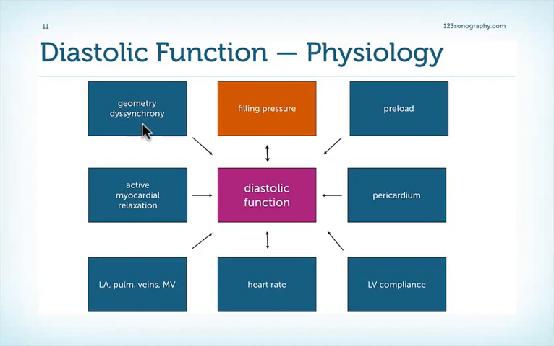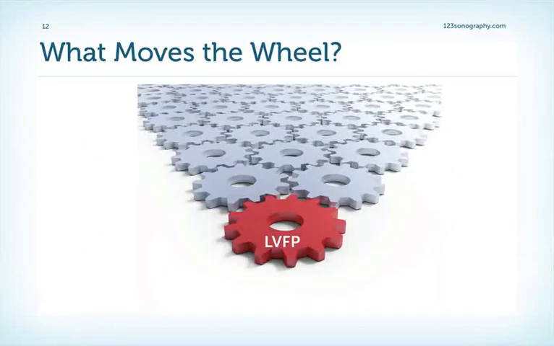Diastolic function is influenced by many factors such as the geometry of the left ventricle, if dyssynchrony, for example, is present, preload of the ventricle, active myocardial relaxation, the stiffness of the pericardium, the left atrium, pulmonary veins, and the mitral valve, heart rate, and the compliance of the left ventricle. So in reality, no matter what the interplay between all the different factors is, what we measure with echocardiography ultimately, in most cases at least, is left ventricular filling pressure.